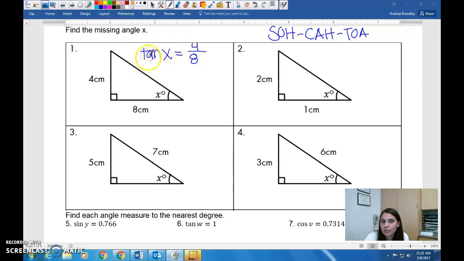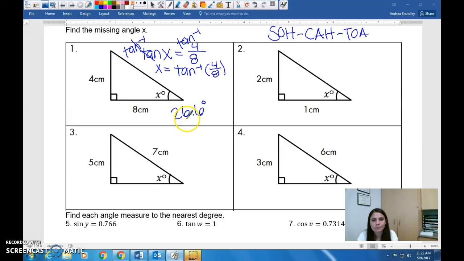So the inverse of a trig function, I can literally take the inverse tangent to both sides, and then these cancel. So my x is equal to the inverse tangent of 4 over 8, which again can be done in your calculator. So wherever your tangent button is, generally the inverse tangent is right above the tangent button. So we would hit second, and then our tangent button, and we get inverse tangent of 4 over 8, which comes out to about 26.6. So my angle is about 26.6 degrees.